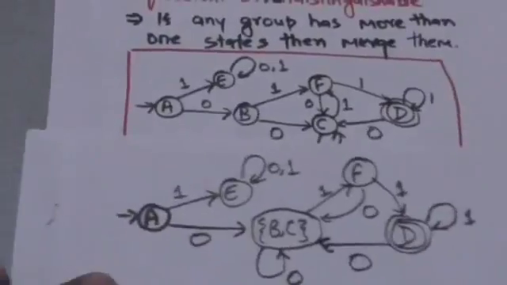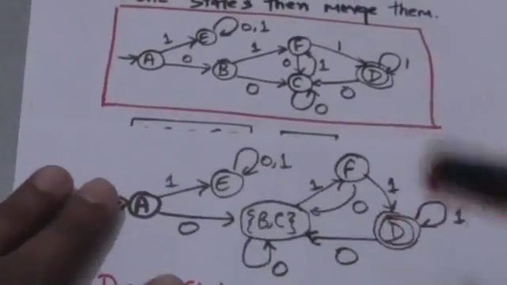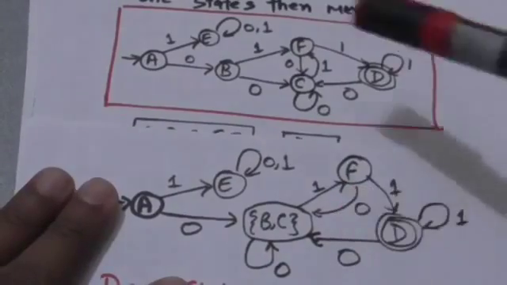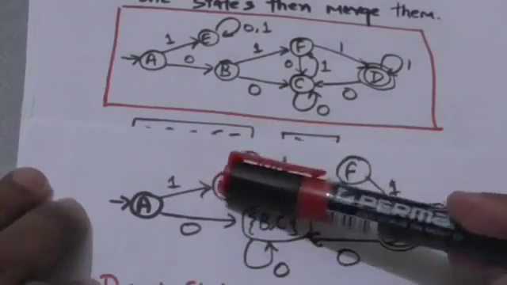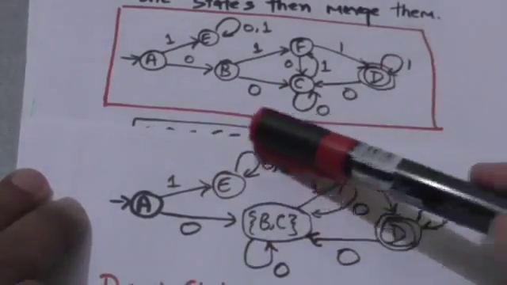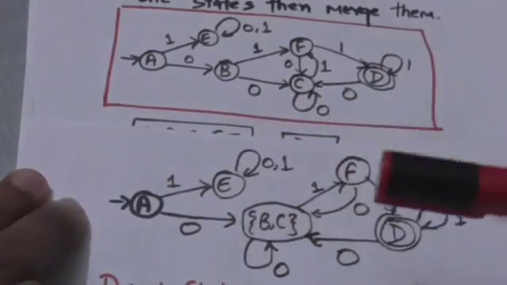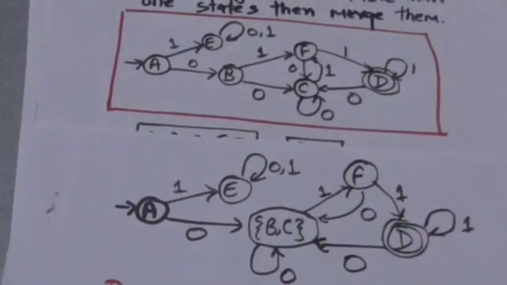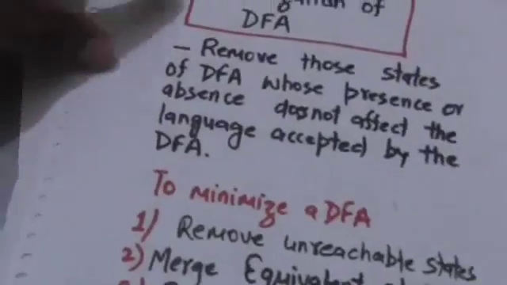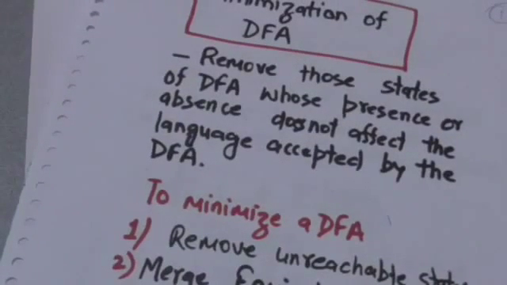Now the DFA, this one, which we have got after merging the equivalent or non-distinguishable states, has a state E. This is a dead state, right? So this state should be removed from the DFA to minimize the DFA. So in this way, we can minimize a DFA, right? So what we do in minimization of DFA, we remove those states of DFA whose presence or absence does not affect the language accepted by the DFA.